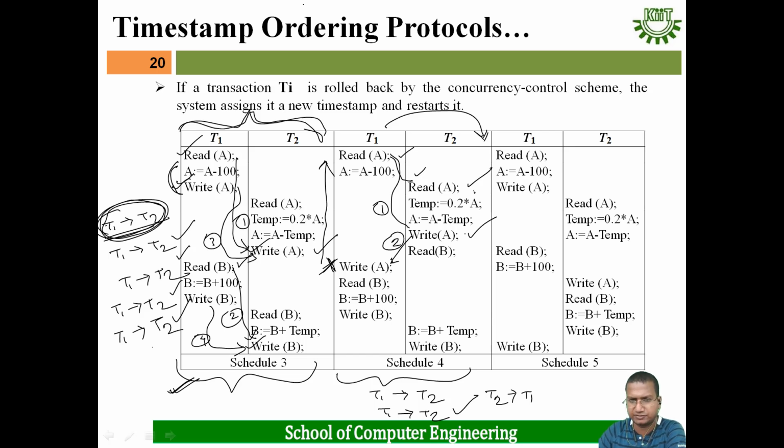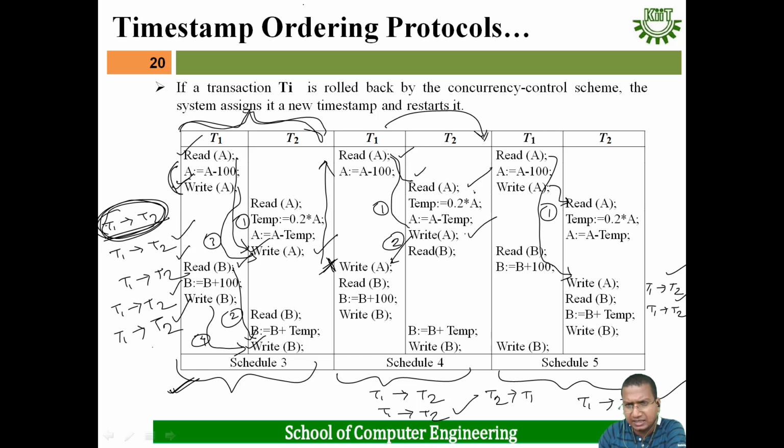Now we'll check schedule number 5. The timestamp ordering here is T1 to T2. Then read A to write A is a conflicting operation, no problem, from T1 to T2. The ordering of the conflicting operation is T1 to T2, no problem. Write A to read A is a conflicting operation, but it is from T1 to T2. It will also not create a problem.